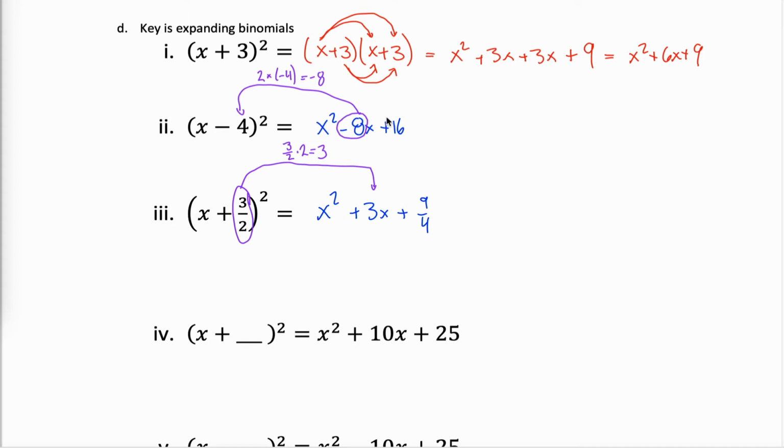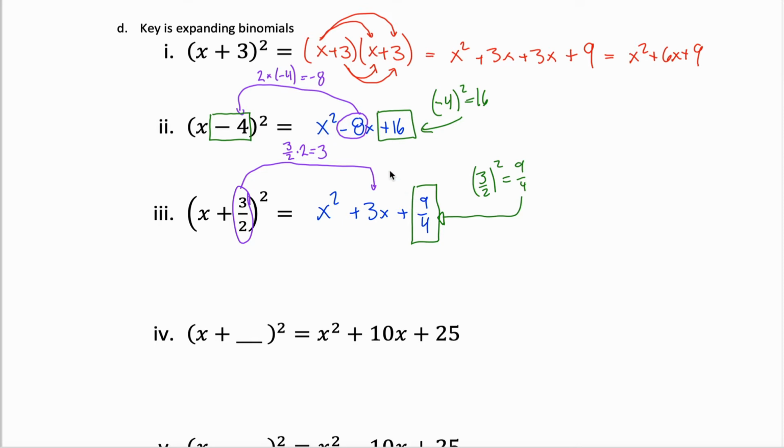All that leaves is what's referred to as the constant term, the number out here at the end. But where that comes from is whatever number I have here times itself. The L in FOIL, if you want to think about it that way. So just like 3 times 3 gave me this 9, negative 4 times negative 4 gives me this positive 16. Similarly, 3/2 times 3/2, or 3/2 squared, gives me the 9/4 that I see as the constant term right here.